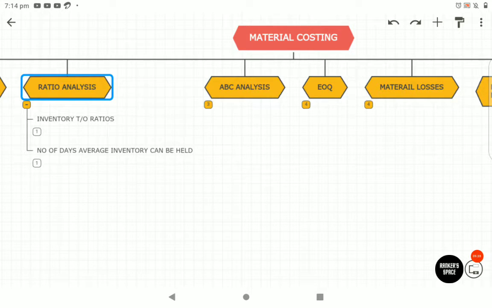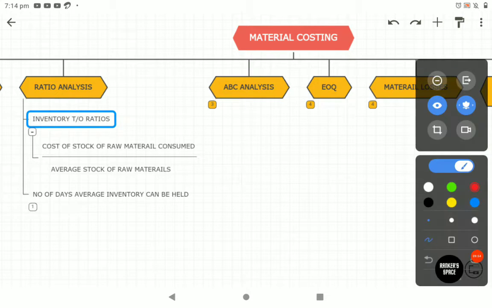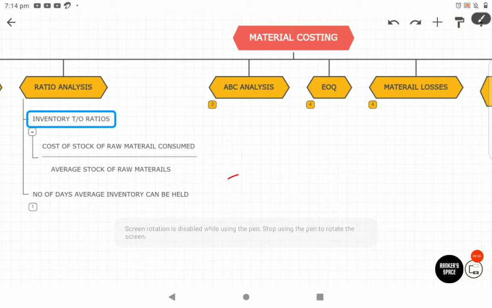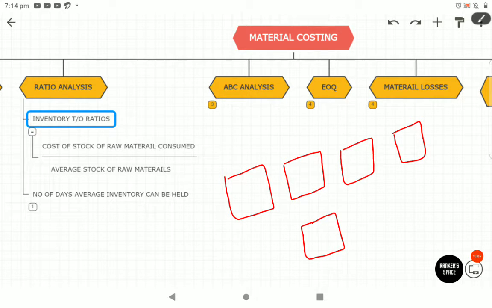So the first formula that we will see is inventory turnover ratio. When you're looking at inventory turnover ratio, what is the formula? Cost of stock of raw materials consumed divided by average stock of raw materials. Say for example, you had five cement bags, out of which you have consumed three cement bags.